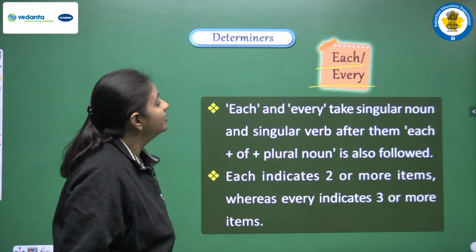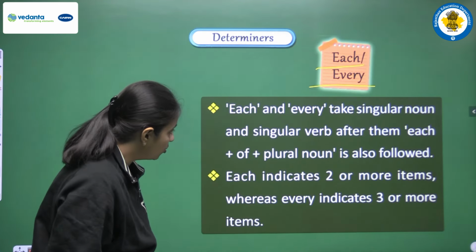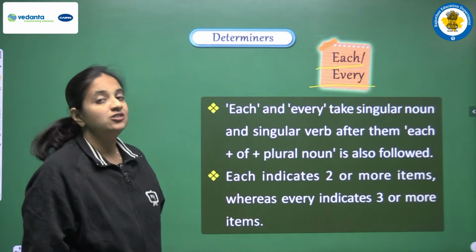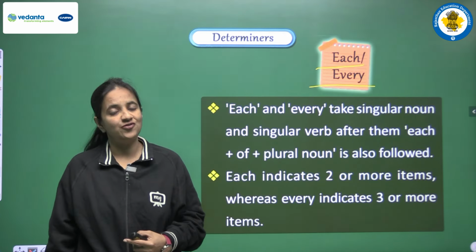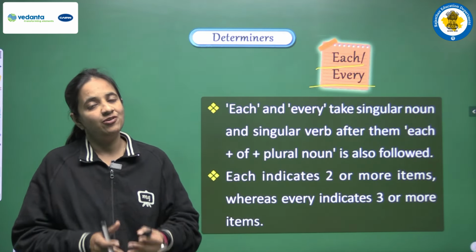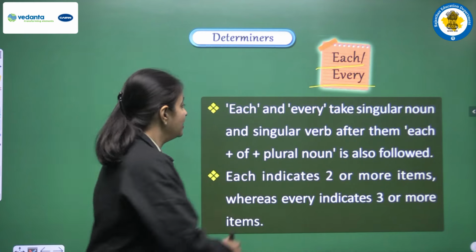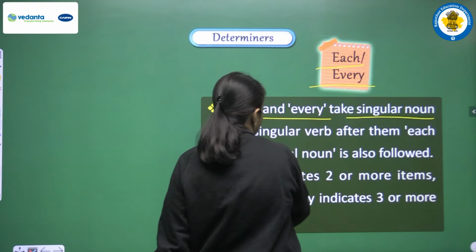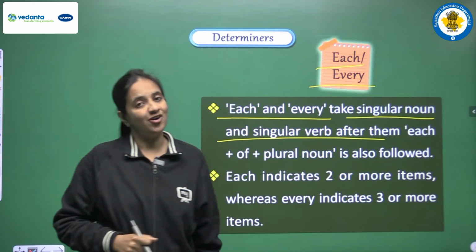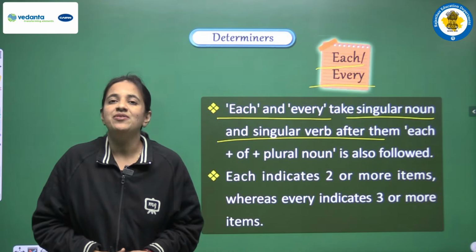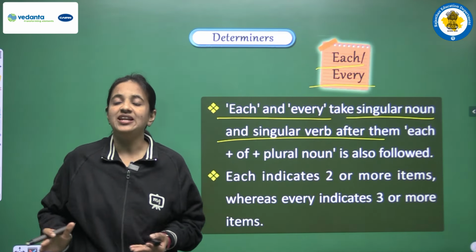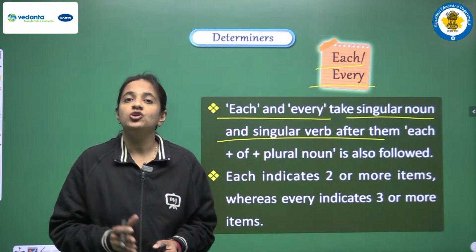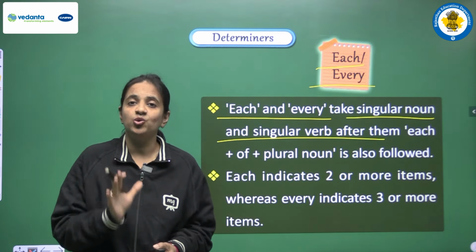Each and every take a singular noun and a singular verb after them. Each plus of plus a plural noun is also followed. First of all, the most important thing we always have to remember is that each and every always take a singular noun and a singular verb after them. It means that when we use each or every in any sentence, after that we always have to use a singular noun and a singular verb.